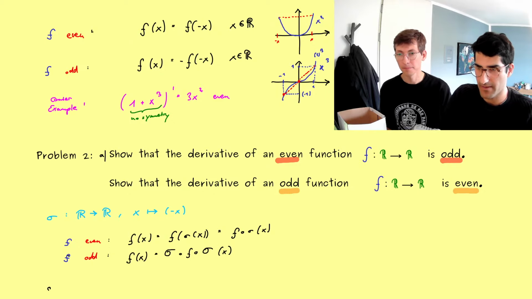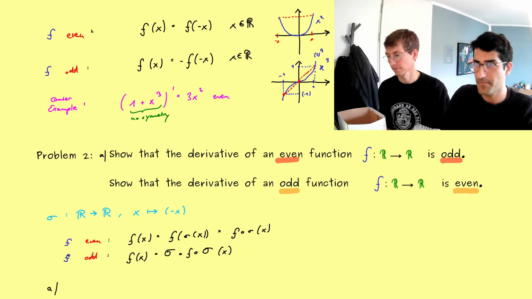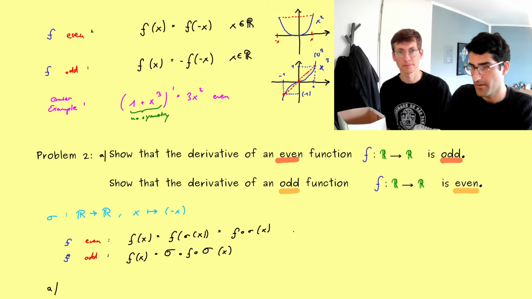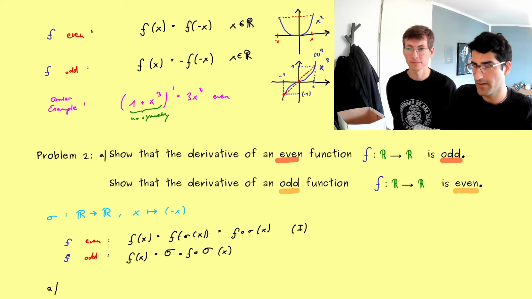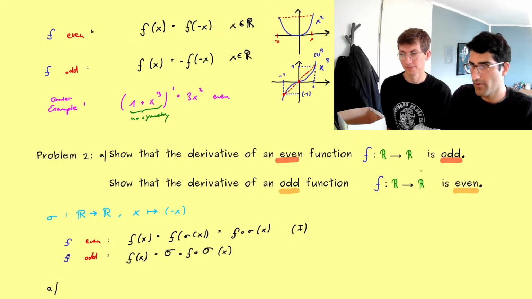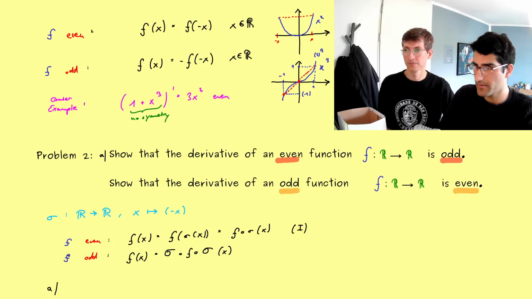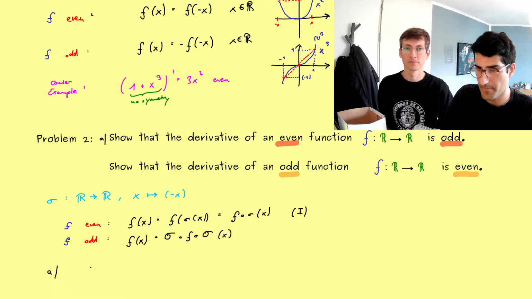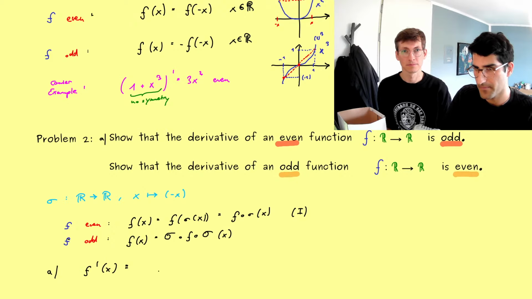Let's start with A. So f is even. That means this equation 1 here is fulfilled. So we know that f of x is the same as f of sigma of x. Now let's look at the derivative of f. So f prime of x is the same as the first derivative of f after sigma of x.